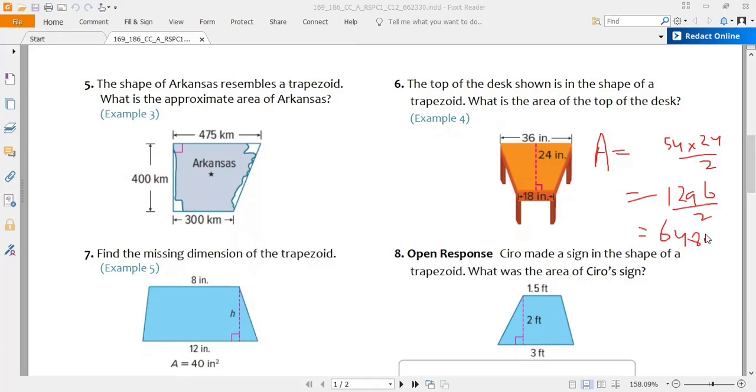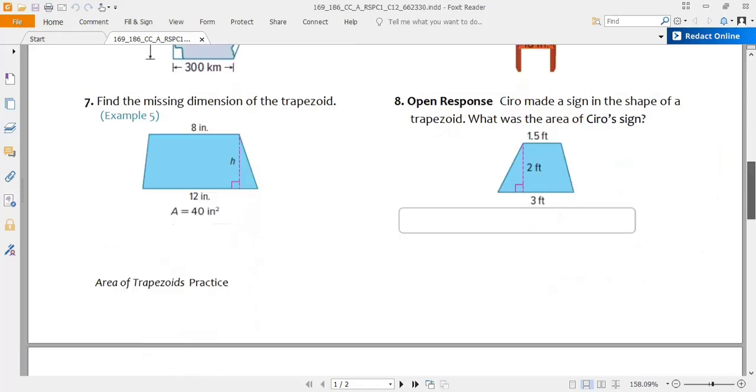Area is always two dimensional, so we write here inch power 2. But keep on watching this video because questions number 7 and 8 are different. So let's move towards questions number 7 and 8, where we are asked to find the missing dimensions.